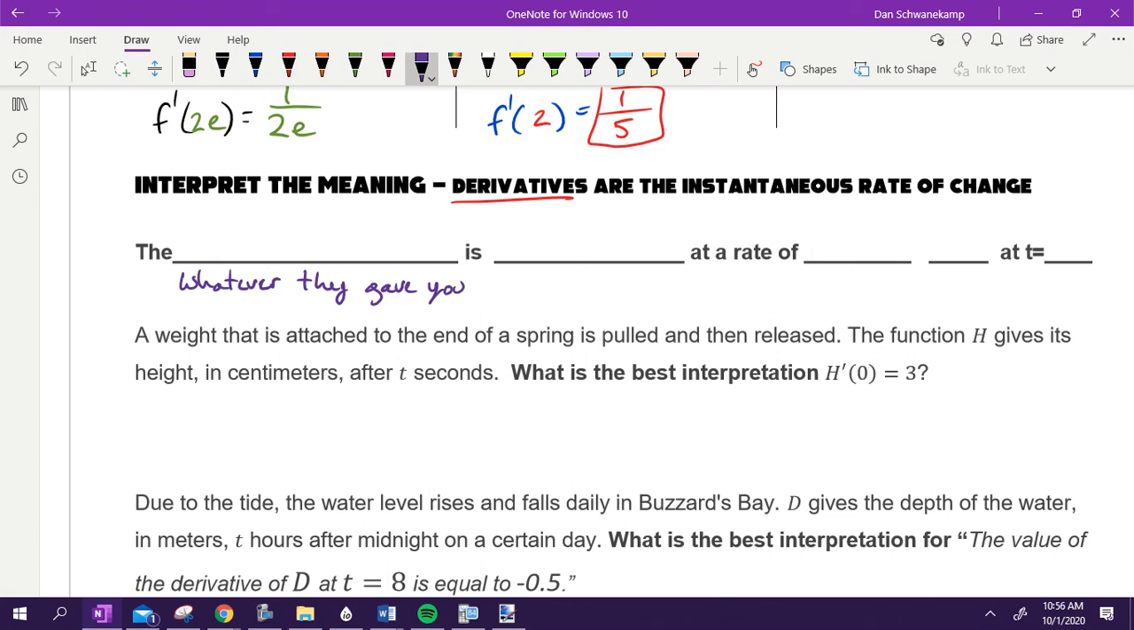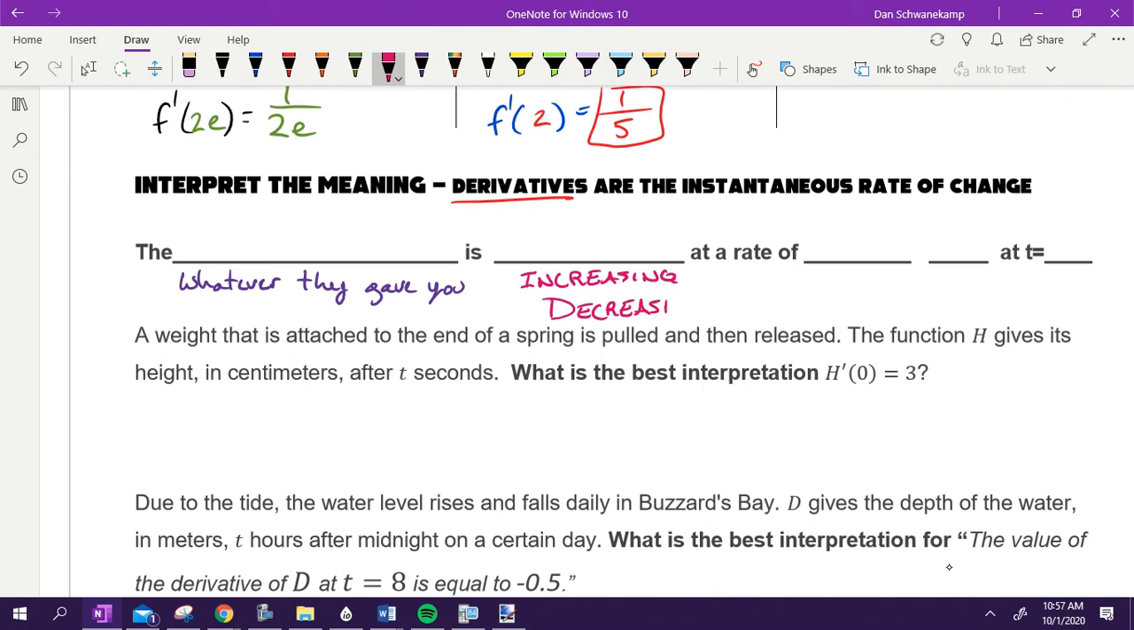If you're finding h prime, well, what does h mean? If they're finding f prime, well, what did f mean? They will tell you in the sentence, f means this. Write that word in there. So the blank is, in the next blank, we are either writing increasing or decreasing. It's one or the other.